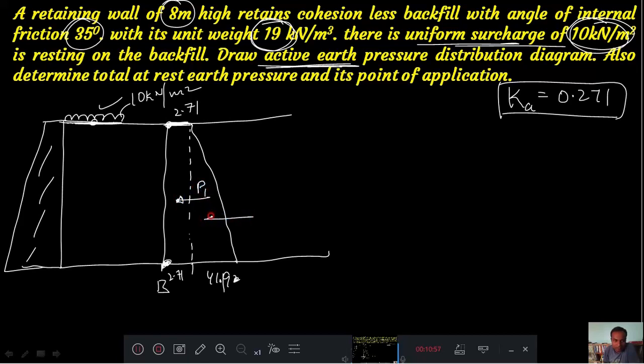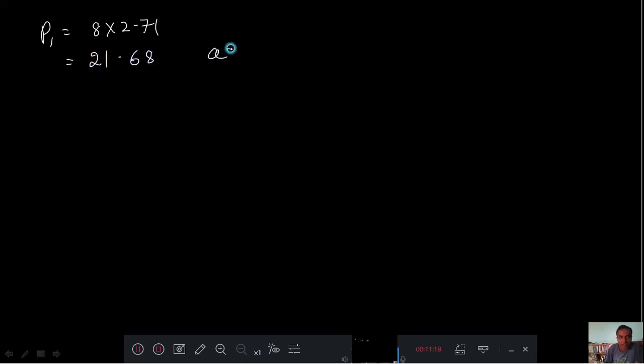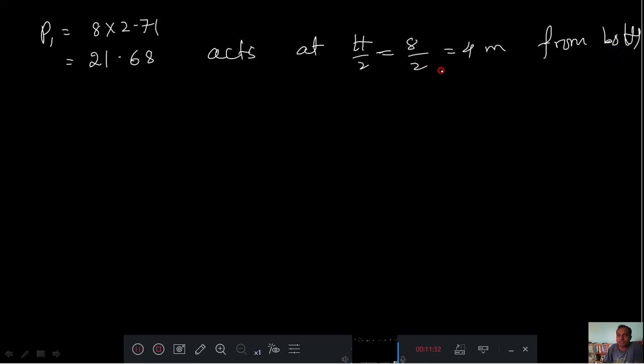a triangle diagram with P2. Therefore I will calculate P1 is equal to rectangle, 8 into 2.71. Okay, that is 8 into 2.71, it is 21.68, acting at H by 2 from bottom. H by 2 equal to 8 by 2 equal to 4 meter from bottom. This we will call Z1. It is Z1 equal to 4 meter.